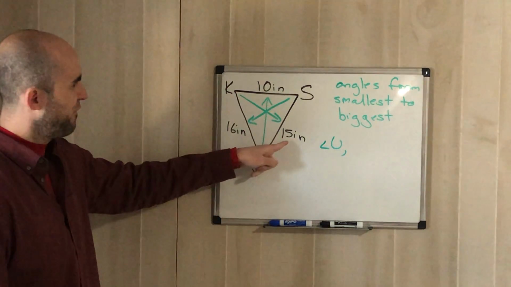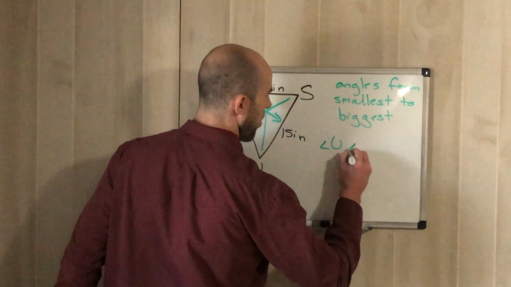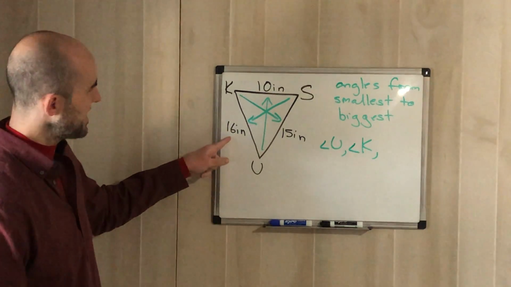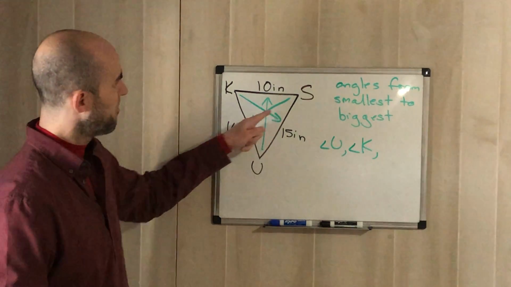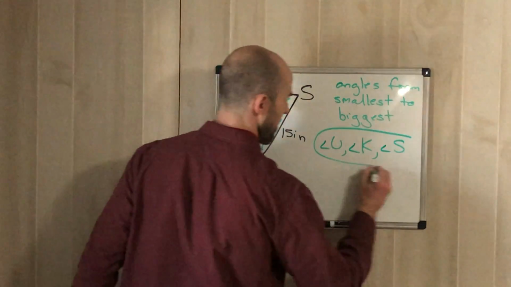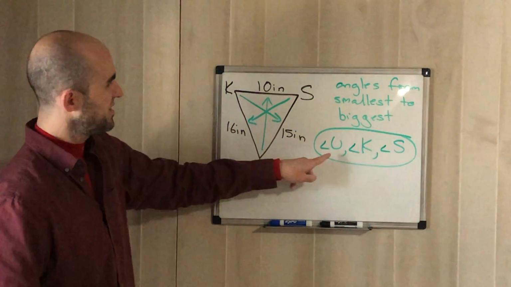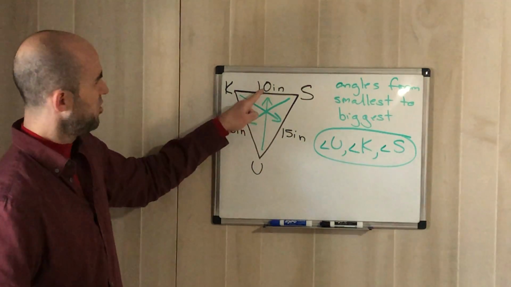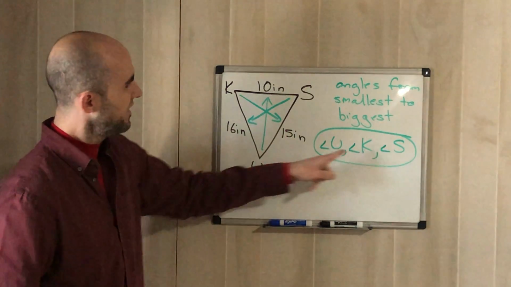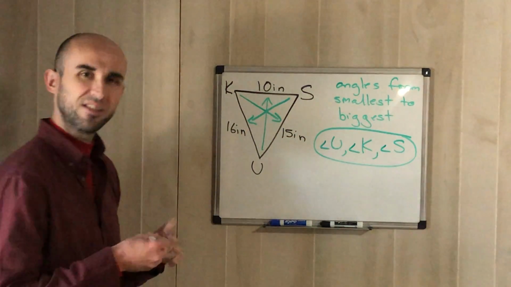After the 10 is the 15. We see that the 15 goes with angle K, so our middle angle is angle K. And then our biggest side is 16. So if our biggest side is 16, the biggest angle is angle S. Again, it becomes easier to write because now you're not dealing with two variables, you're just dealing with one variable. So the smallest angle is U because it goes with the smallest side. The middle angle is K because it goes with the middle side. And the biggest angle is S because S goes with the biggest side. It's just that idea, guys.